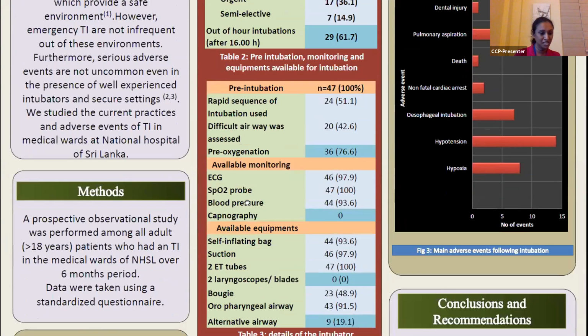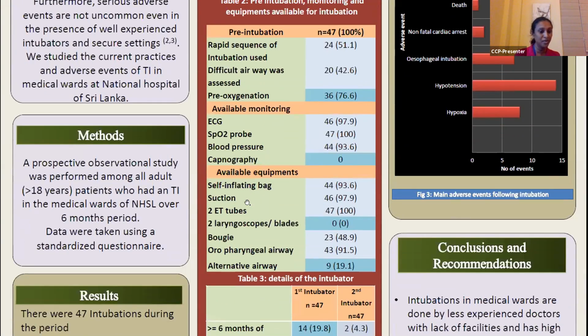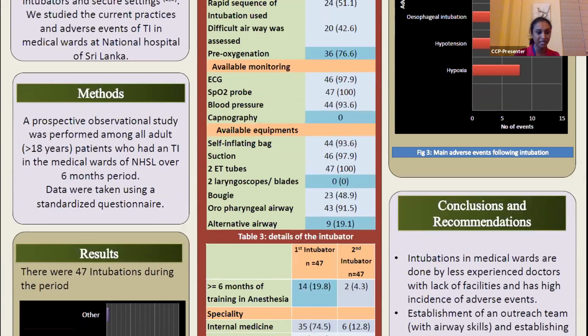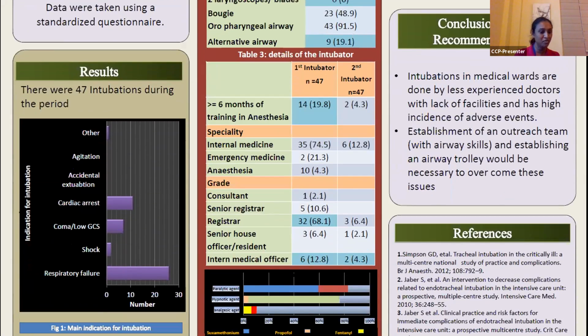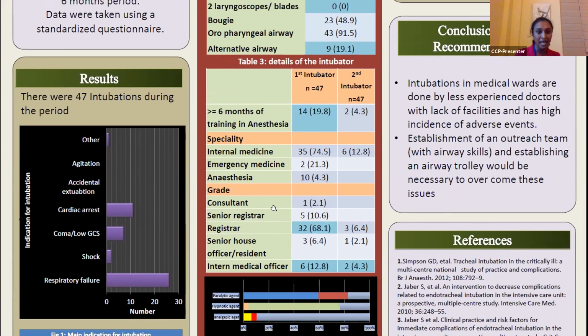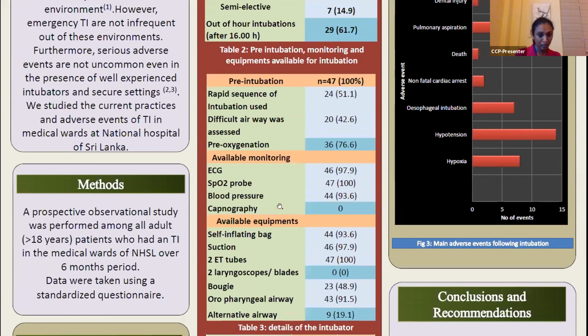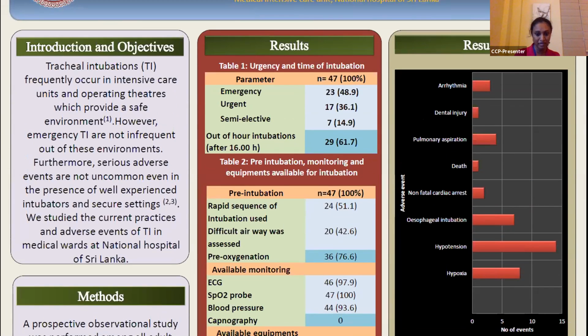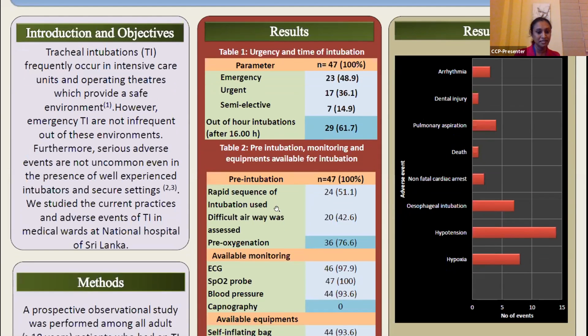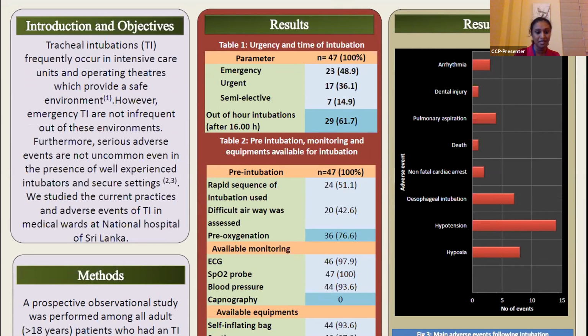Our study population was adults more than 18 years who had tracheal intubation in medical wards of the National Hospital of Sri Lanka over a 6 month period, and there had been 47 intubations during that period. The commonest reason for intubation was respiratory failure followed by cardiac arrest and low GCS. Most of the intubations occurred out of hours, that is after 4 p.m. So 61.7% occurred like that. Considering pre-intubation preparation, pre-oxygenation was done in only 76.6%. Pre-oxygenation is essential in improving oxygen stores during the apneic period to minimize desaturation.